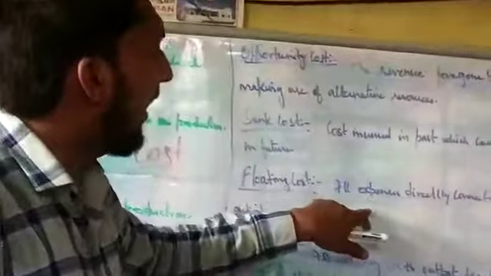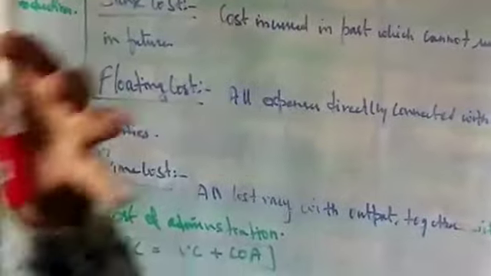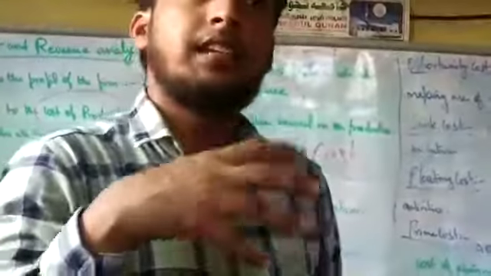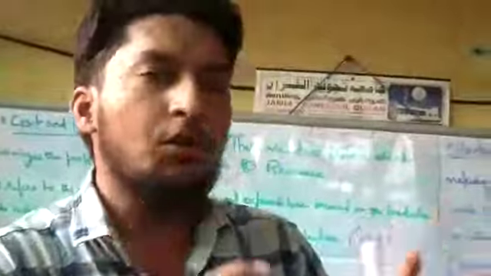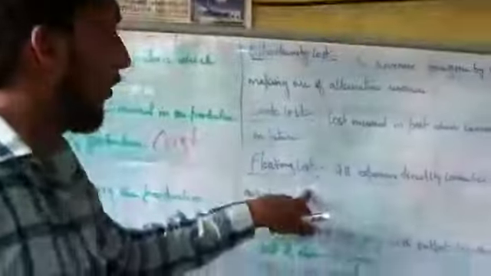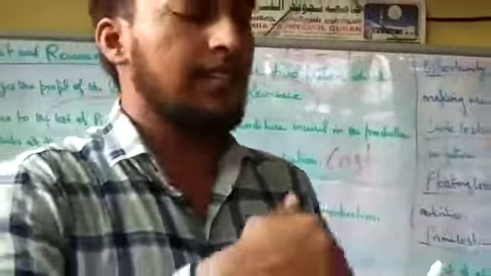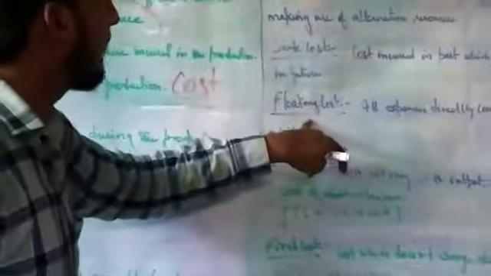Floating cost: all expenses directly connected with the business activity. These are the costs incurred in the business activity. So day-to-day business activities, the running of a machine, the paying of wages, all the medical insurance, all those activities needed to run the business daily, that is what we call floating costs. Every day, tea expenses, machine repair expenses, or small expenses, those costs are known as floating costs.